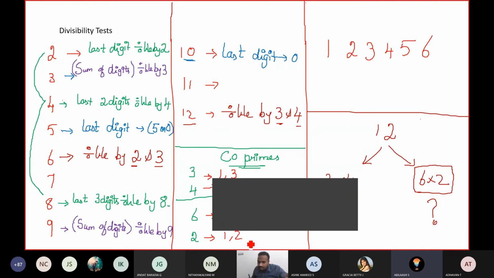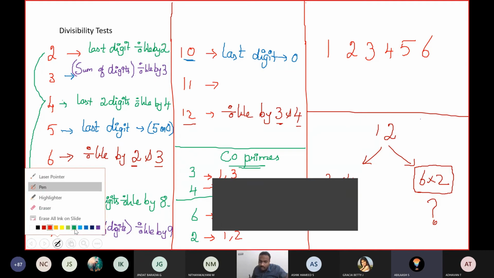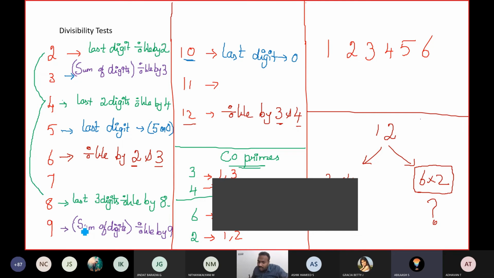Now, you can call a set of numbers co-primes if they don't have any common factor other than 1. But here, 1 is also common. 2 is also common. So they are not co-primes. Okay, so only co-prime numbers can be taken for the divisibility rule. Clear, people?